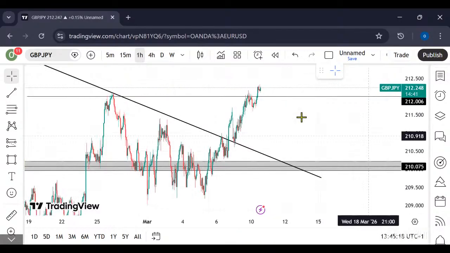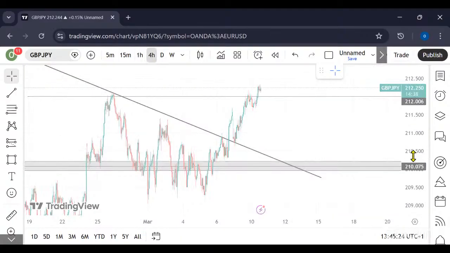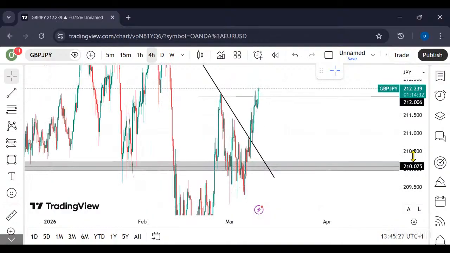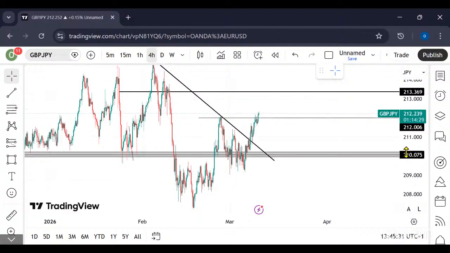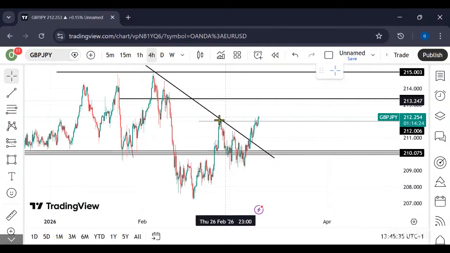Okay. Now let's go to 4 hour time frame. Let's see the overall picture of what GBP JPY is doing. Last week I drew my trend line from this high, as you can see from this high.